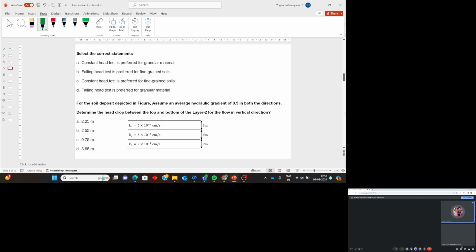Now select the correct statements. Constant head test is preferred for granular material. Falling head test is preferred for fine grained soils. And constant head test is preferred for fine grained soils and falling head test for granular soils. Which of the following statements are correct? First two are correct. Can you explain why constant head test is preferred for granular material and falling head test is preferred for fine grained material?